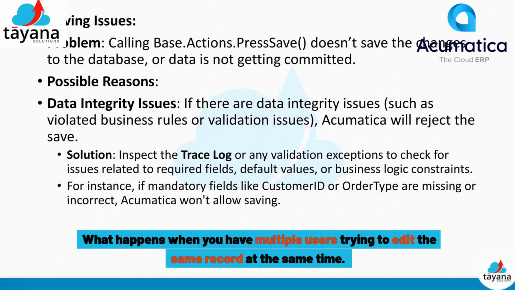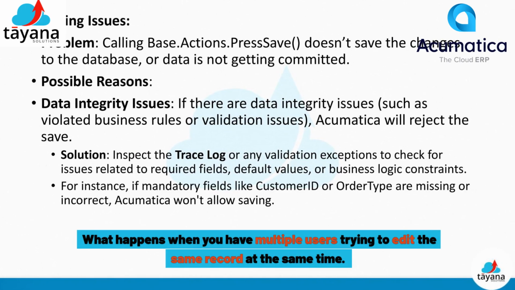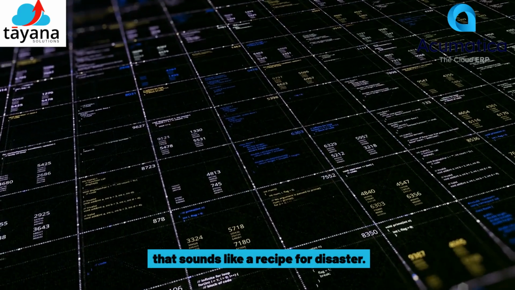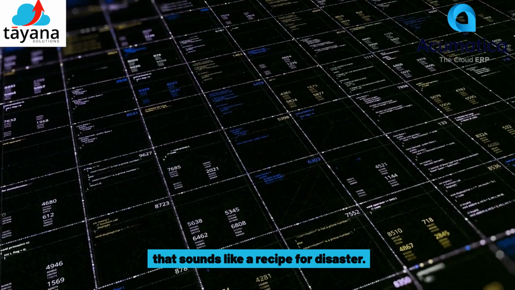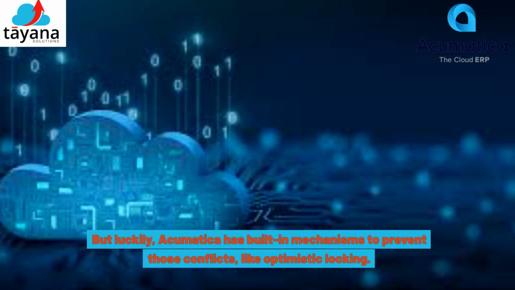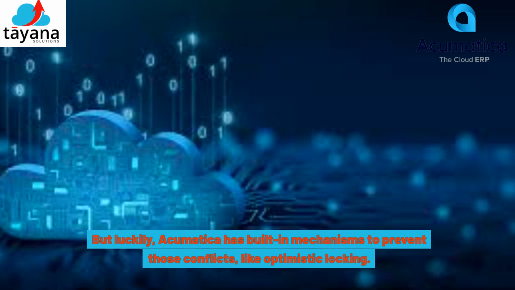We can't forget about concurrency chaos. What happens when you have multiple users trying to edit the same record at the same time? That's when things can get really messy. Yikes. Multiple users all trying to make changes at once. That sounds like a recipe for disaster. It can be, but luckily Acumatica has built-in mechanisms to prevent those conflicts, like optimistic locking.